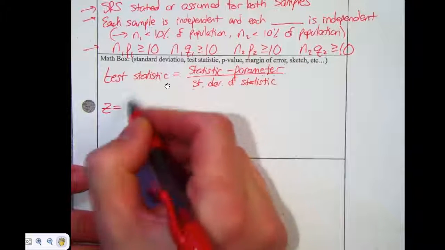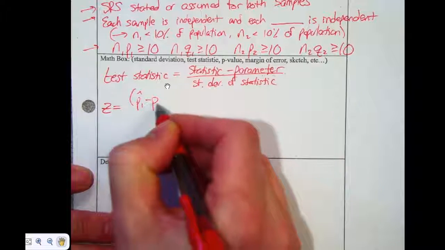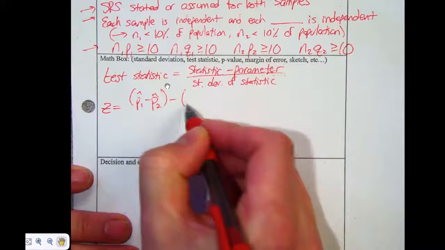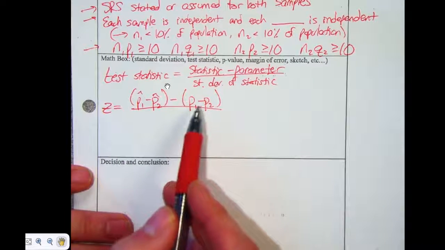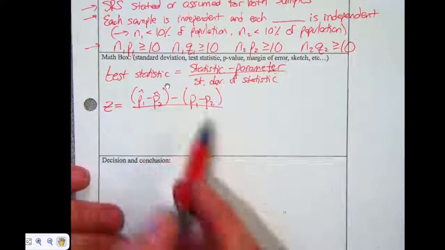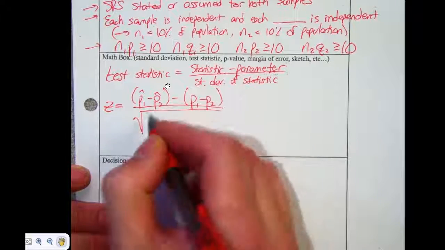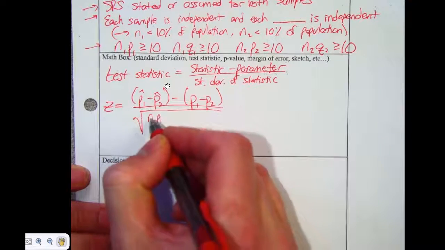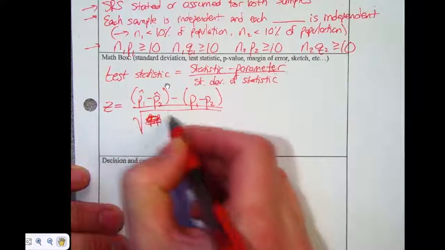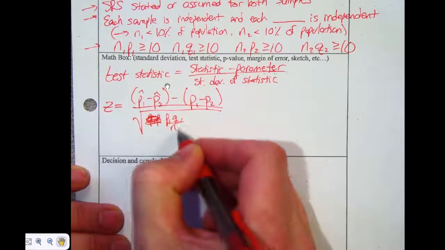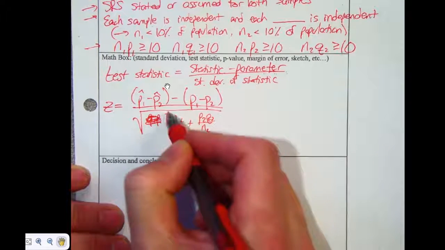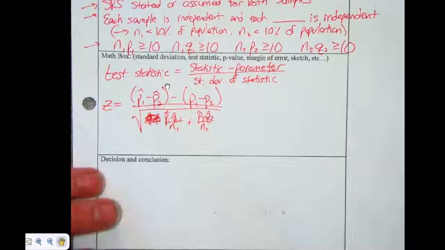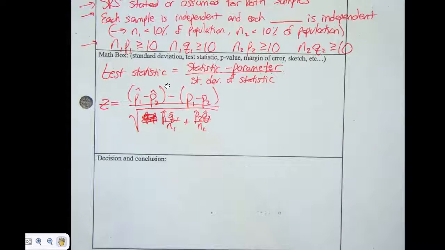Z is going to be P1 hat minus P2 hat minus (P1 minus P2). What's P1 minus P2 going to be? 0. It's going to be 0, but I have to write it in this part. And then this is your standard deviation, with letters in there. So you're telling them, hey, I know what the formula is.